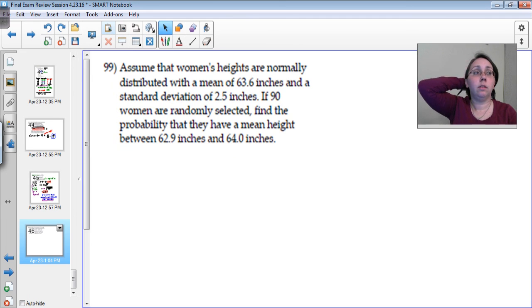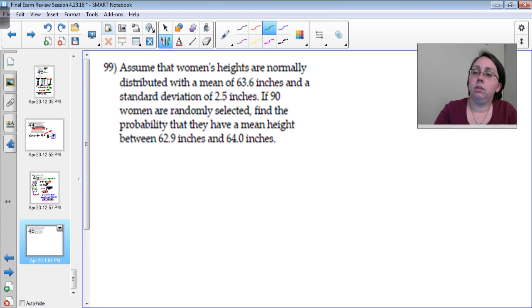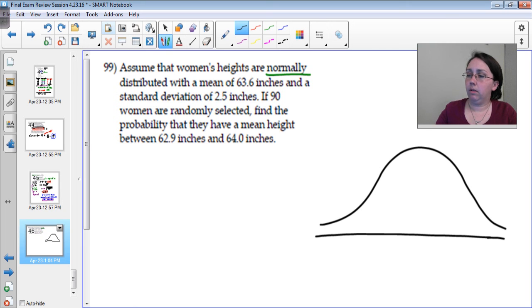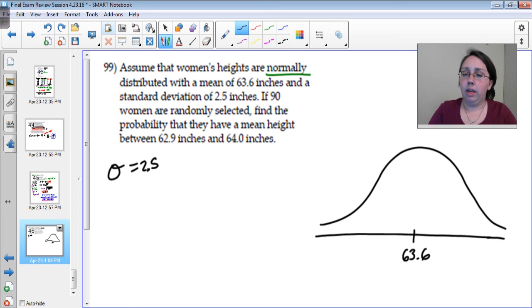Are we ready? Assume that women's heights are normally distributed. Bell curve. Very good. With a mean of 63.6 in the middle and a standard deviation of 2.5 inches. If 90 women, what is the 90 going to be? N. Are randomly selected, find the probability that they have a mean height between 62.9 and 64.